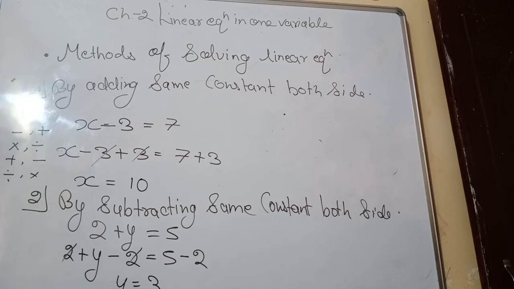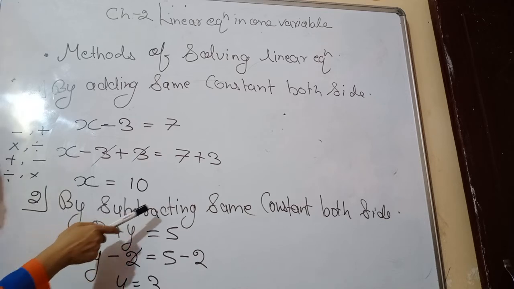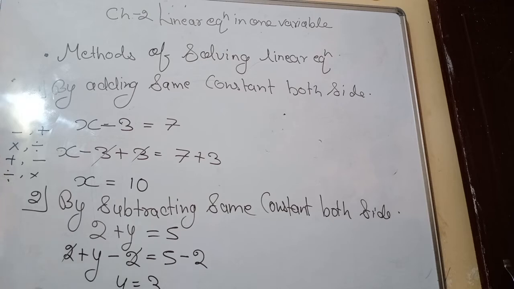Now similarly, by subtracting the same constant on both sides. Now if the linear equation is along with the positive sign, then what you have to do? You have to apply negative sign for subtracting the same constant. Now see, again there are how many constants? There are two constants. Here is 2 and that side on the RHS side there is 5. So which constant we have to pick? We have to pick that constant which is on the variable side.